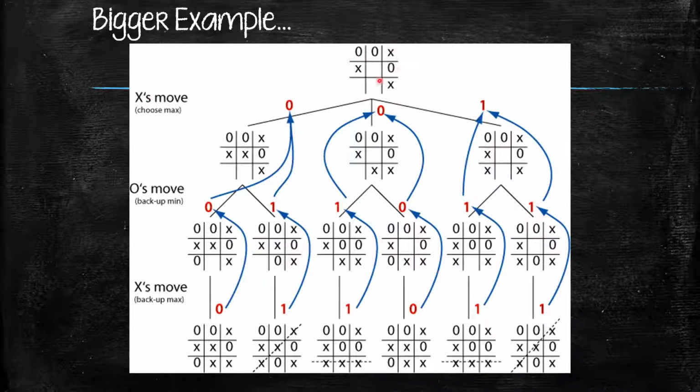Now this is X's move. X chooses the maximum value, and it sees if it goes down this branch over here, it's going to end up with a 1 as the highest possible value. So it goes this way, because it knows now it'll win the game if it makes this move eventually, no matter what happens. So that's the basics of how we would evaluate games and make decisions on what the best values are.